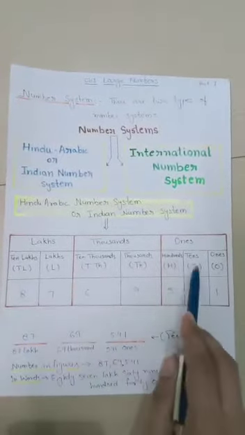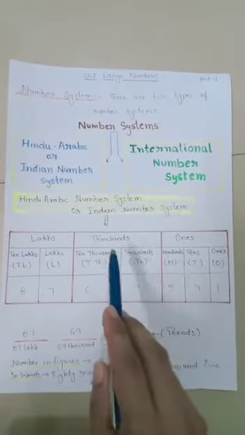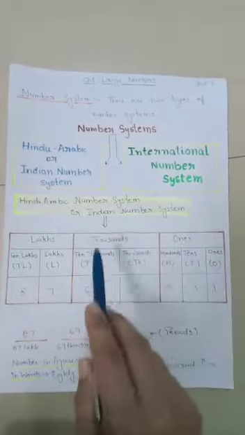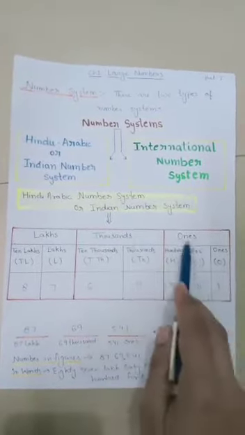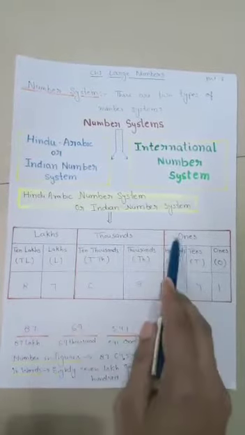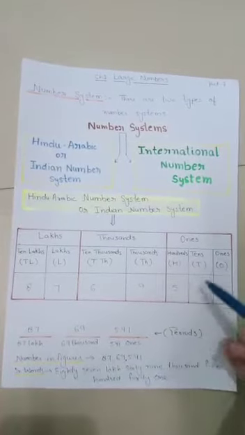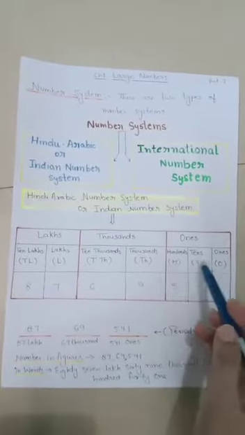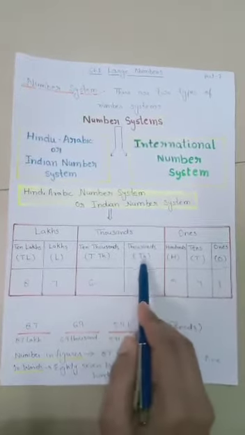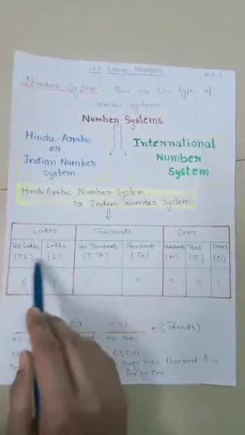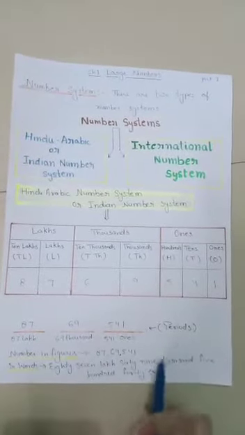Let's view the Hindu-Arabic number system once again to find out the difference between the international and Hindu-Arabic number systems. This is the Indian number system. These are, as all of you know, the periods: ones, thousands, lakhs. See one more thing. In these periods, these are the places. In the ones period there are 3 places. In the thousands period there are 2 places, and in the lakhs period there are also 2 places. This is the example.